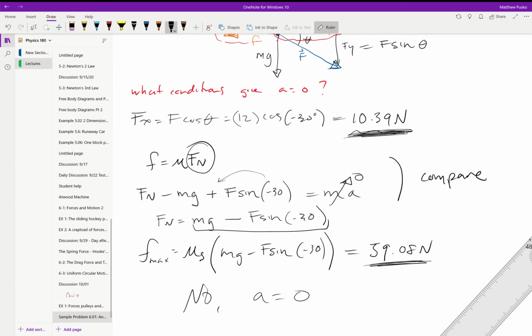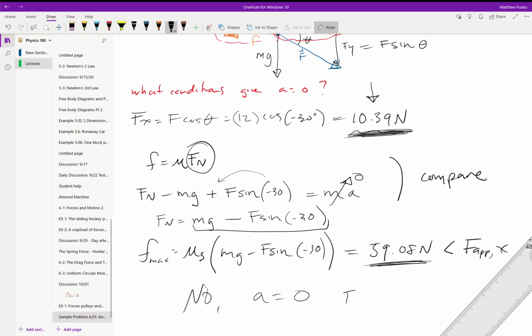And when would it start moving? As soon as the applied force, so let's say we just started pushing harder and harder and harder, but at the same angle, as soon as the x component was greater than that maximum force of friction, it'll start to move. And then it'll actually accelerate for a little bit unless you let off and then balance the force.